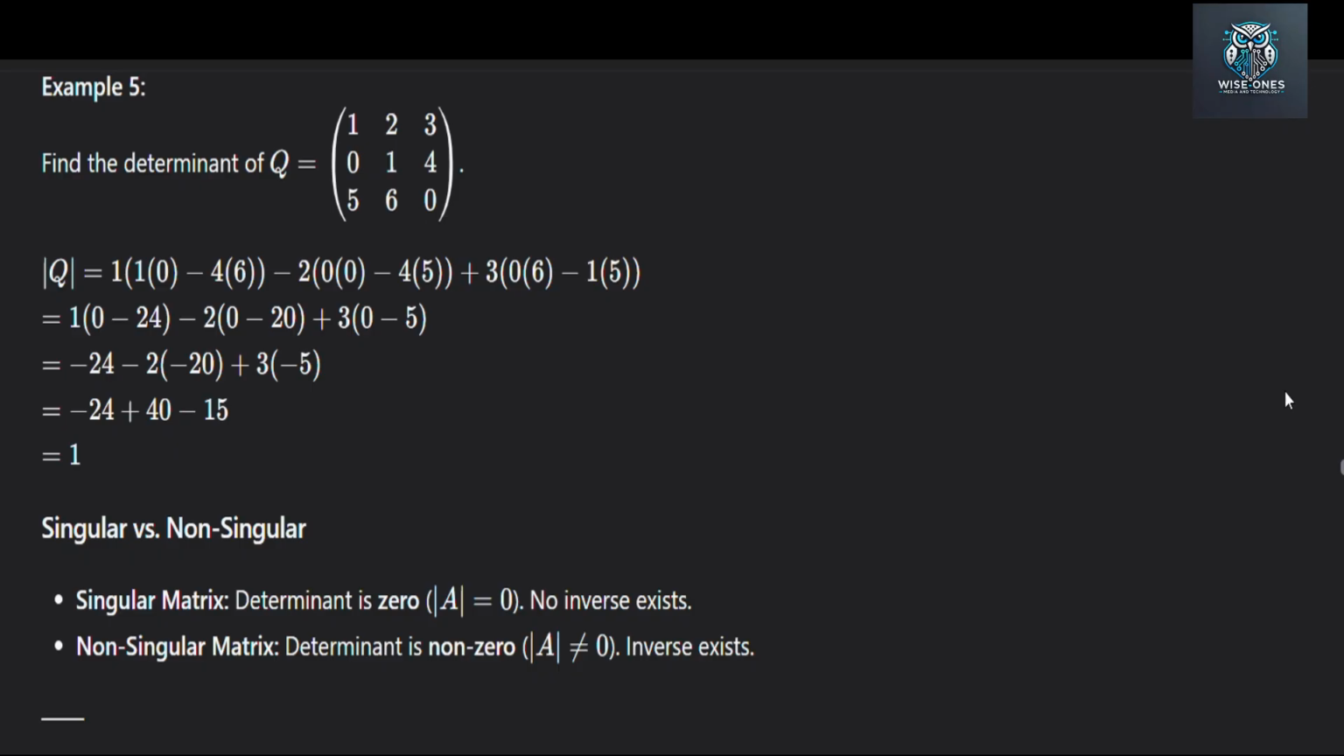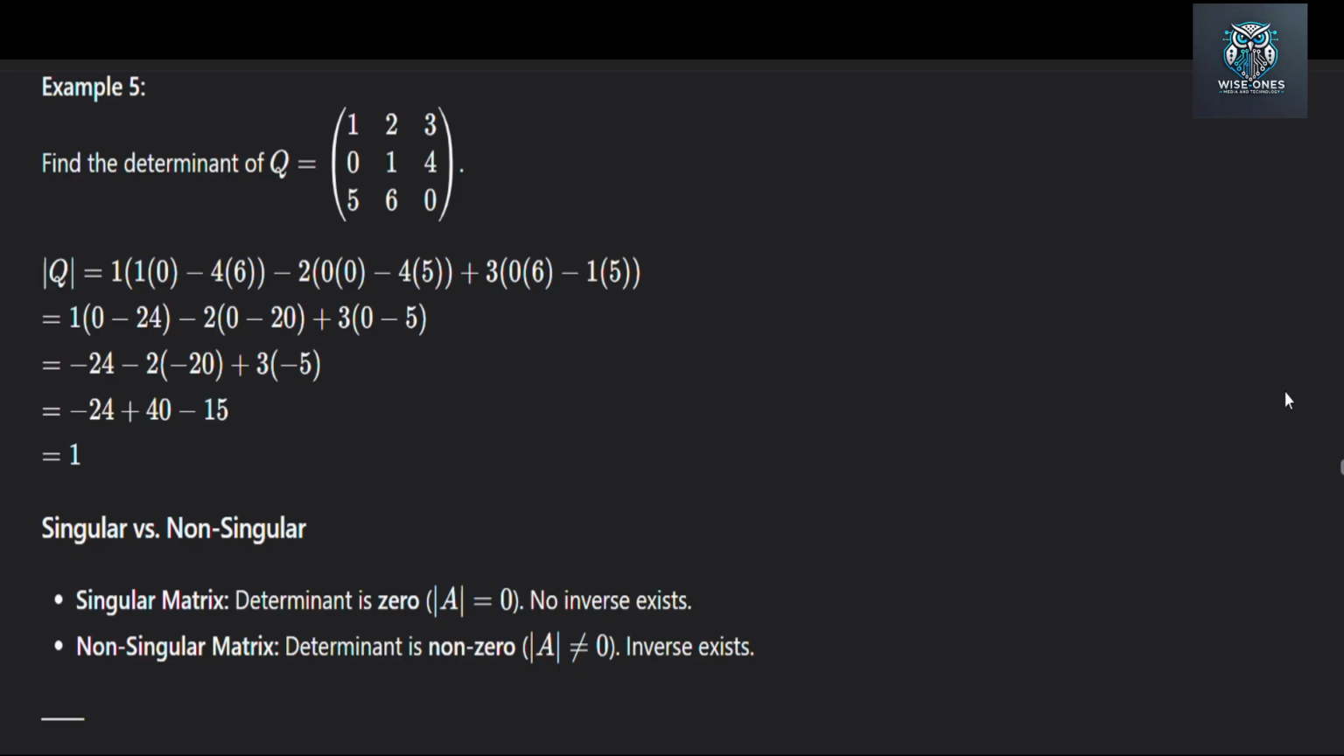1 times 0 is 0. 4 times 6 is 24. So 0 minus 24 is negative 24. 1 times negative 24 is negative 24. Second term, minus 2 times open bracket 0 times 0 minus 4 times 5, close bracket.